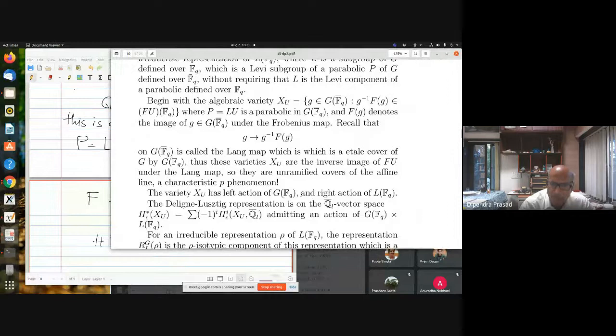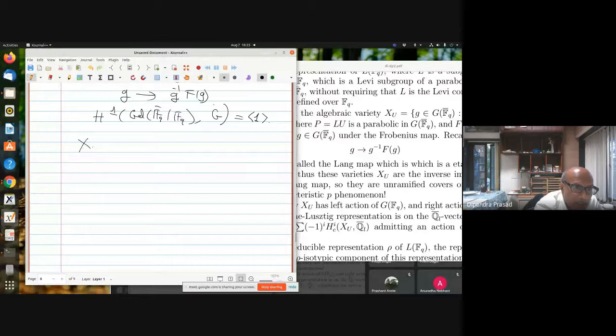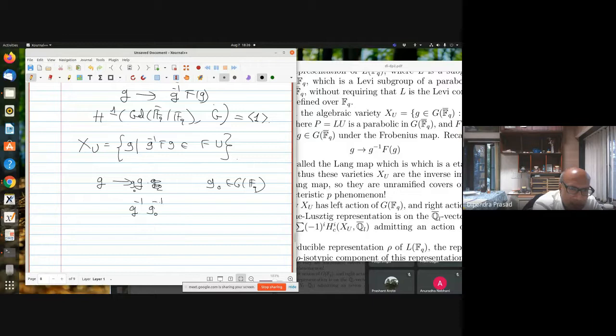So maybe I just want to say that. XU is the set of G such that G inverse FG belongs to, let's say, F of U. And therefore, it has a right action. So you send G to G times G naught, where G naught belongs to G(FQ). Then you see the inverse will go to G inverse, G naught inverse, and then the Frobenius of this, Frobenius of G naught, Frobenius of G. But because G naught is defined over FQ, this is equal to 1 by definition, and therefore this becomes G inverse FG.